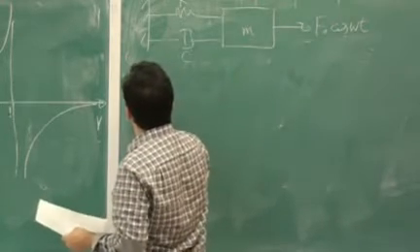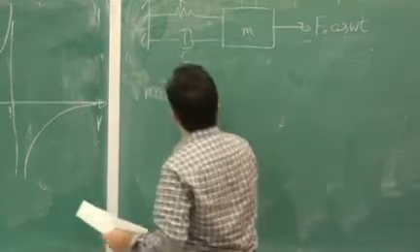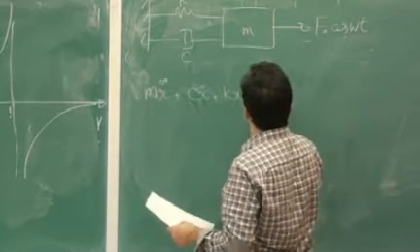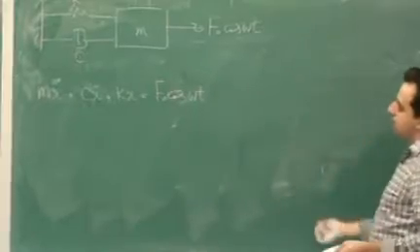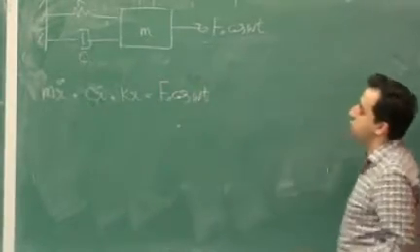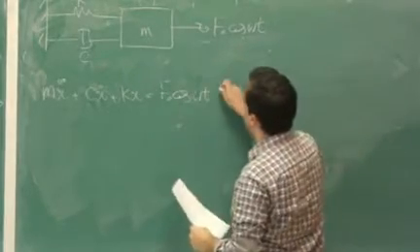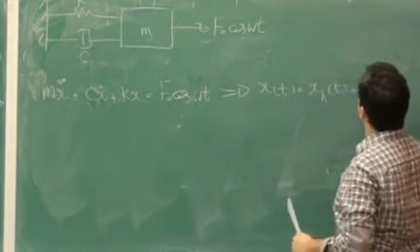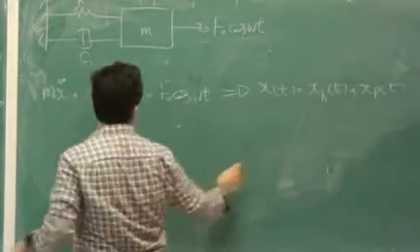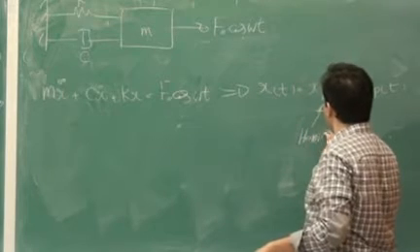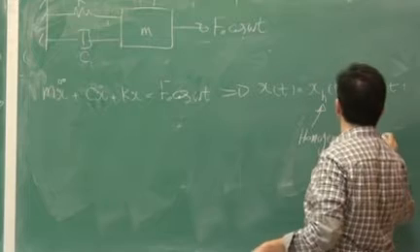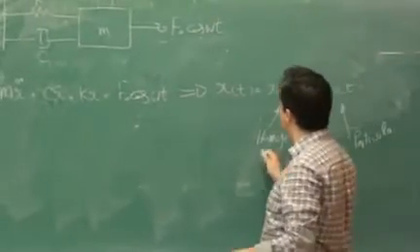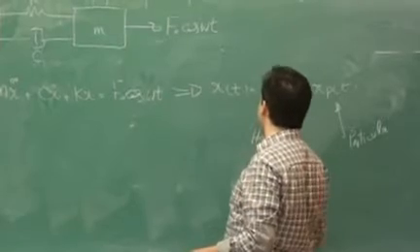Again, the equation of motion is going to be mx double dot plus cx dot plus kx equals F naught cosine of omega t. If you have a differential equation like this, since it's not homogeneous, since this part is not zero, we are going to have two parts of the solution, the homogeneous part plus the particular part. If you have an underdamped system, the homogeneous part is going to die. It's going to die after a while.